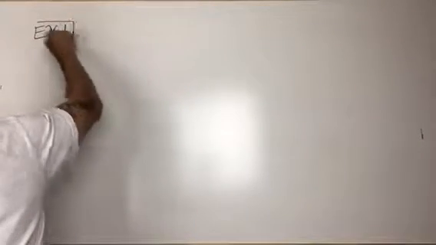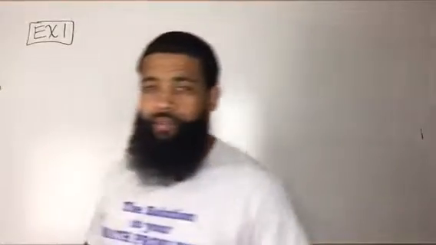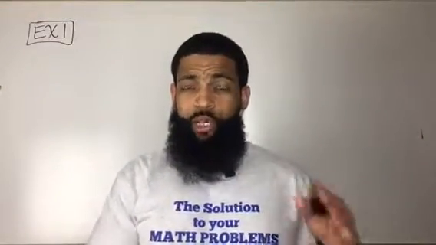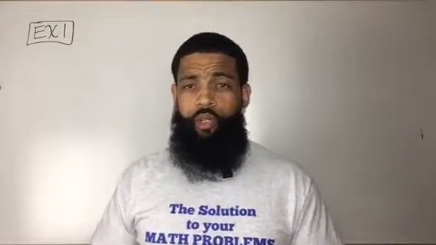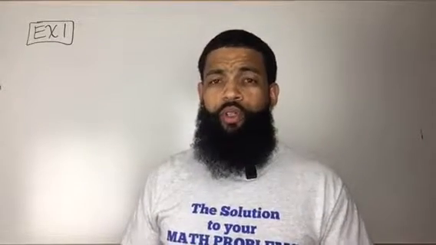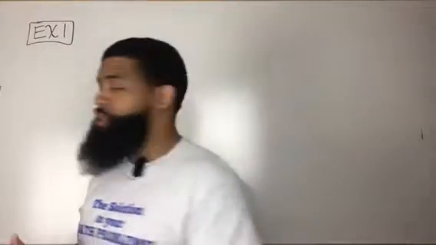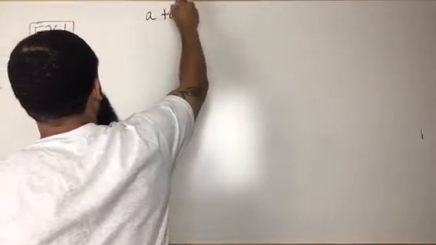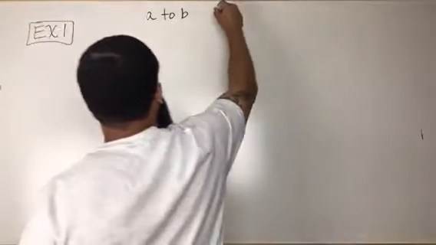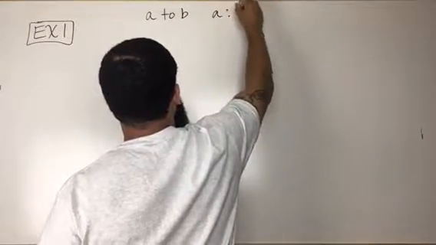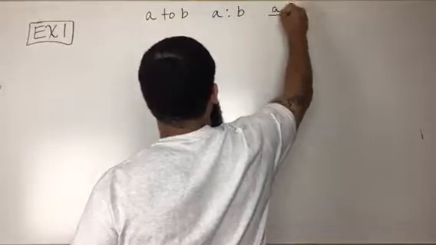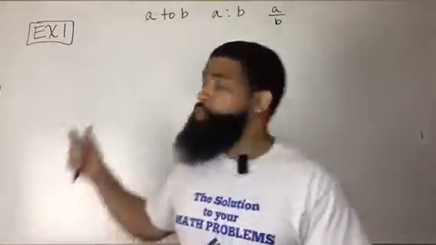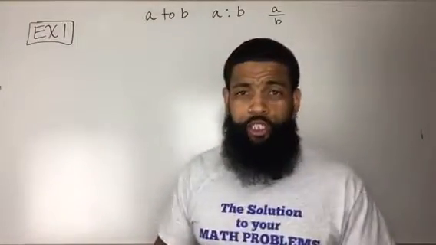Example number one, I'm going to have just a simple proportion. Now remember, a proportion is if I have a ratio that is equal to another ratio. And just for starters, you can write a ratio in three different ways. So I can write a ratio saying the words A to B. I can use a colon, A colon B, or I can write it as a fraction, A over B. Now remember, A and B can be any number.